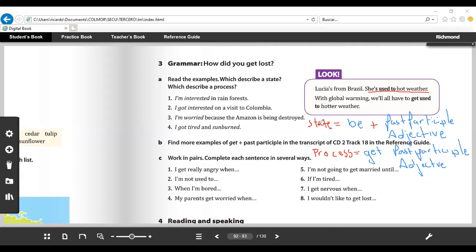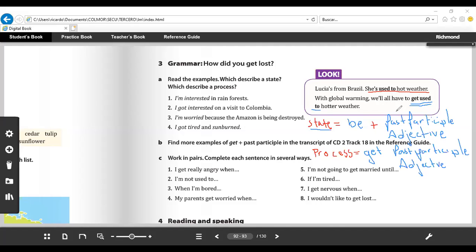Okay. So in this case, she's used to hot weather. This is a state. She already got used to the hot weather. So this means that it's a state. Now in the case of a process, right here, we will all have to get used to hotter weather. So this is a process. Right now, we are not used to hotter weather.